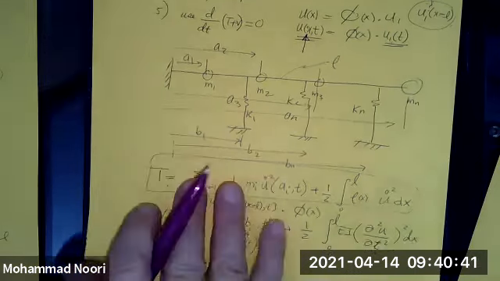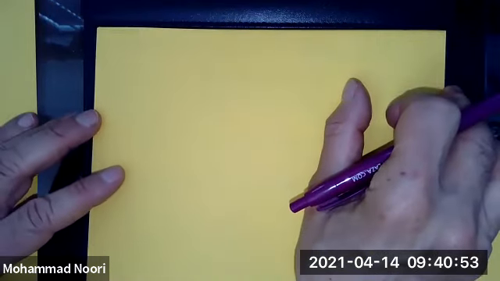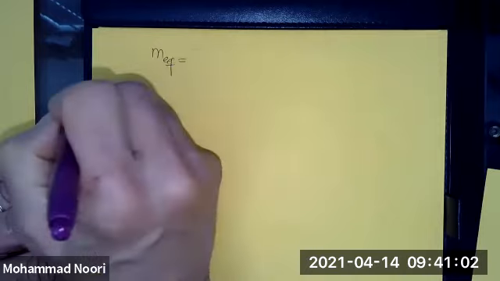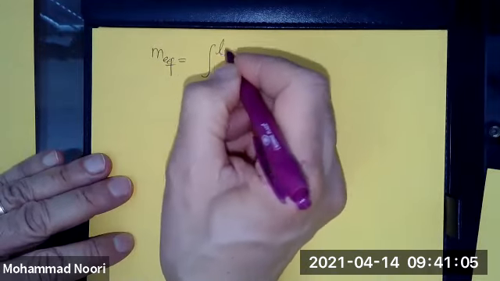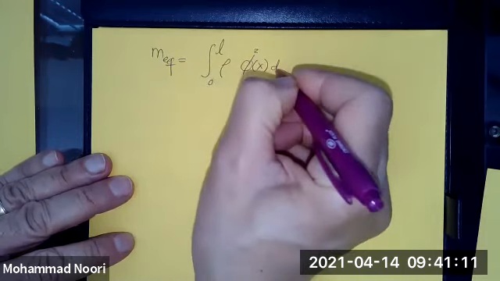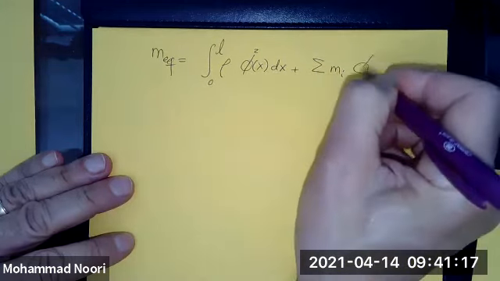Rayleigh demonstrated, and you can of course go through that and do all these derivations and integrations. You will see that eventually you come up with an equation of motion where M equivalent is simply the result of rho times phi of x squared dx plus the summation of mi times phi evaluated at the location of these masses squared. That's what the outcome would be.